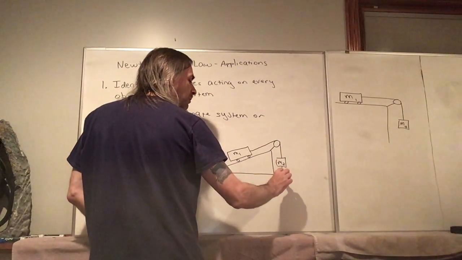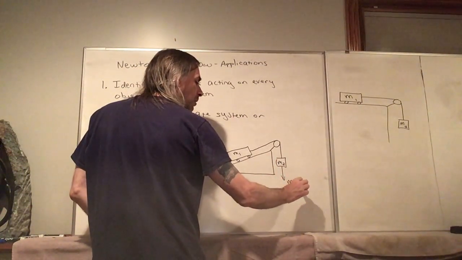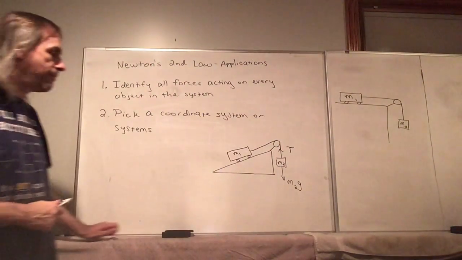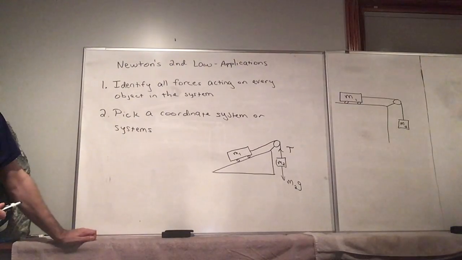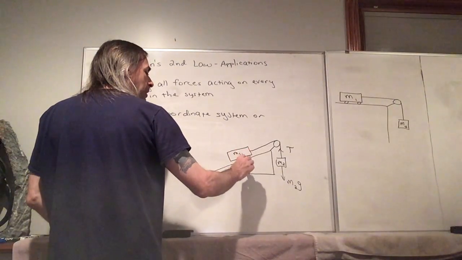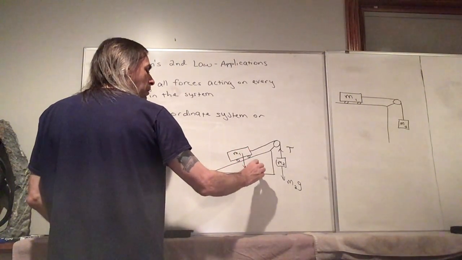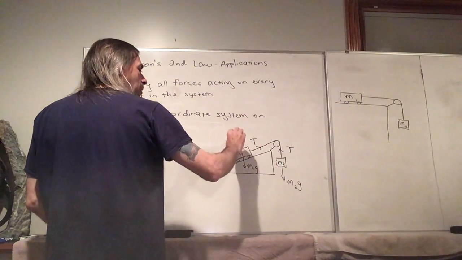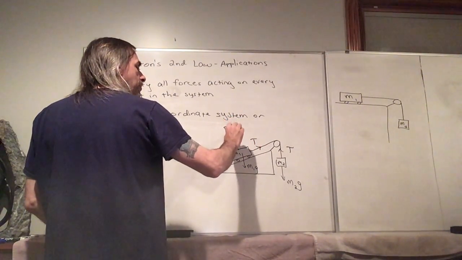We'd have gravity and tension upwards. So we have gravity and tension. And then for this mass on the incline, we have gravity, which is straight down. We have tension, pulling the mass this way. We have a normal force.